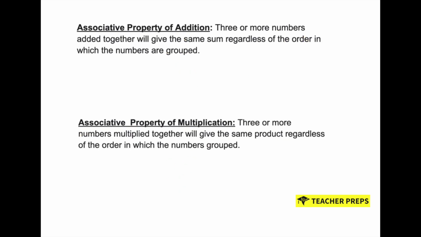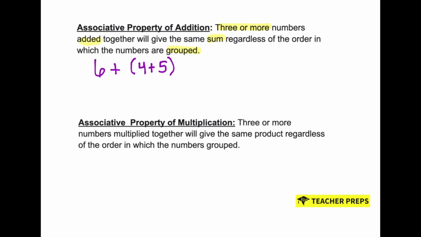They are the associative property of addition and the associative property of multiplication. The associative property of addition says 3 or more numbers added together will give you the same sum regardless of the order in which the numbers are grouped. Notice that the main difference between the associative property and the commutative property is that we're dealing with 3 or more numbers. Also, we're dealing with the way numbers are grouped. In this property, what is in parentheses or grouped changes. Let's look at the following example.